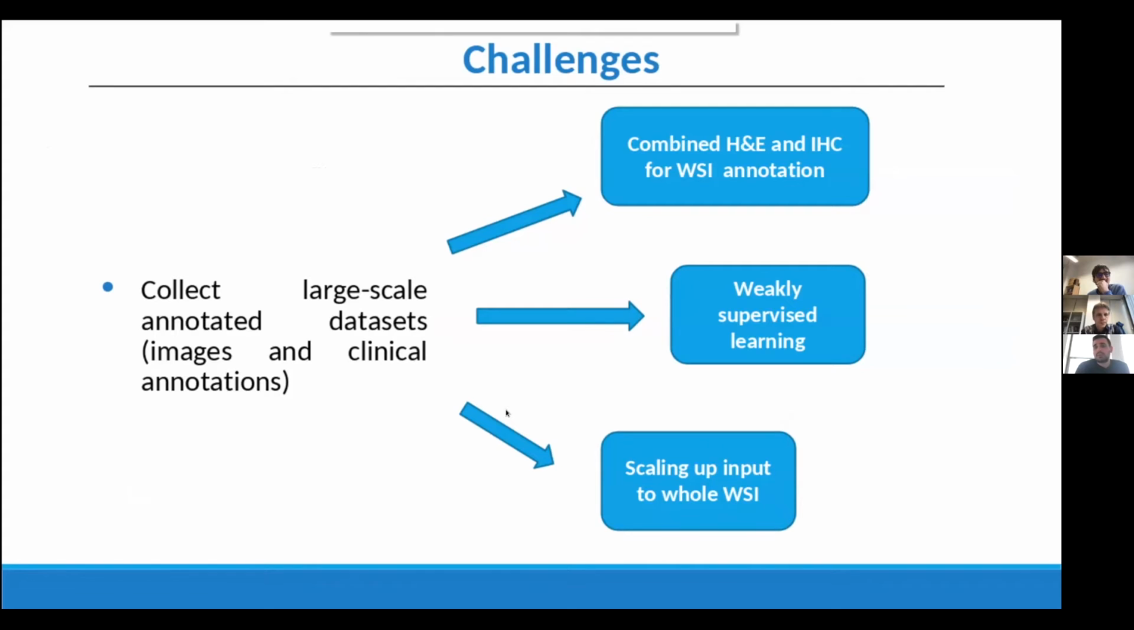And these are challenges that are very common in the medical image processing field. So for example, most of the time when you collect data, you can have partial annotations.